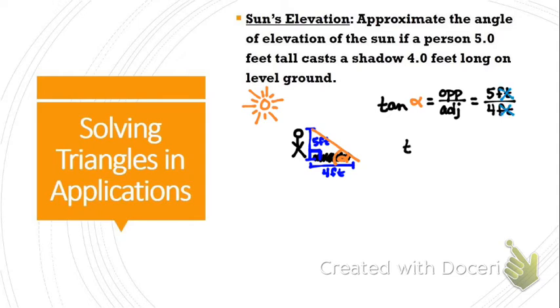So then I have tangent of alpha is equal to 5 over 4. Tangent is a function. It's a thing that happens to our angles. I want to undo it so that I can find alpha. How do you undo multiplication? With division. How do you undo subtraction? With addition. Those operations are inverses of each other. They undo each other. To undo a trigonometric function, I have to use the inverse function.